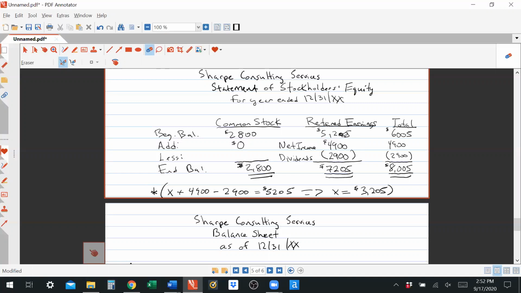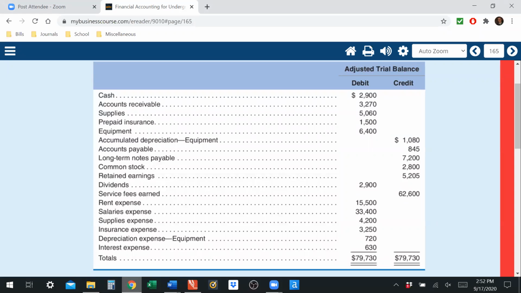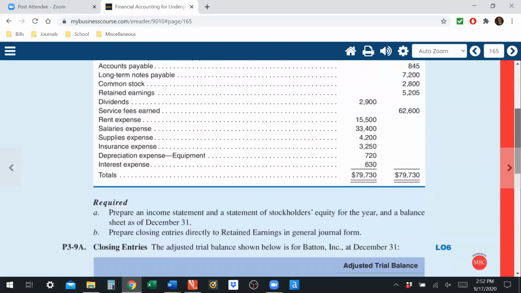So 5,205 is the balance, and then we make the adjustments for net income and dividends to get the ending balance of 7,205. That's the real ending balance of retained earnings. That's the adjusted ending balance of retained earnings is what I'm trying to say. And then everything works out. So that's that.